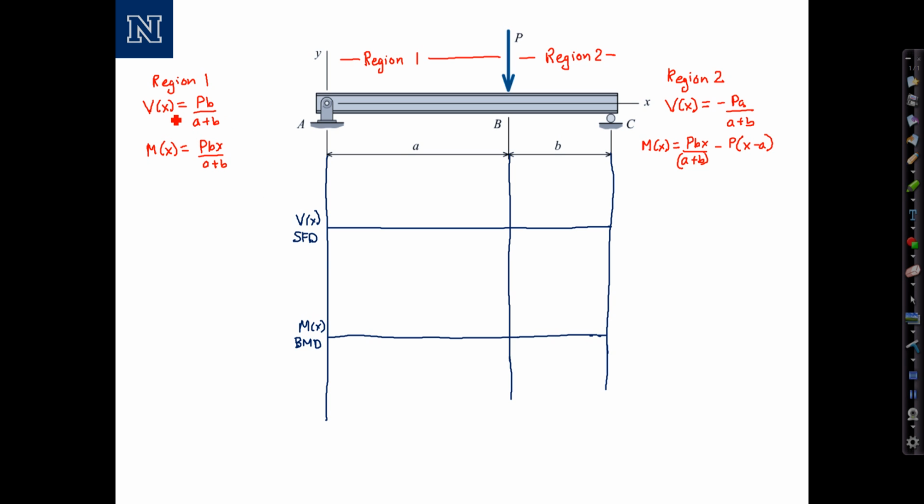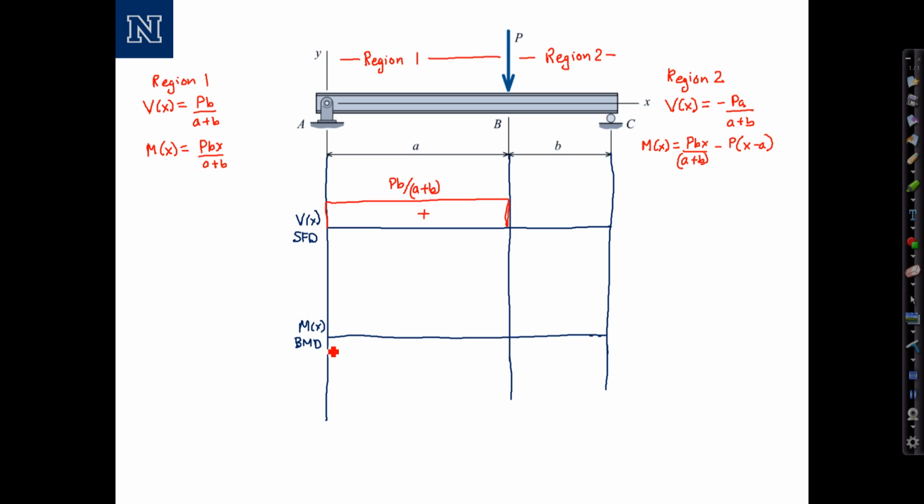Starting in region 1, our shear function V of x is a constant value. It's positive, so I will come up some distance and draw a straight line for the constant function. It's positive, and the value, which I will label somewhere along this region of the beam, is Pb over a plus b.